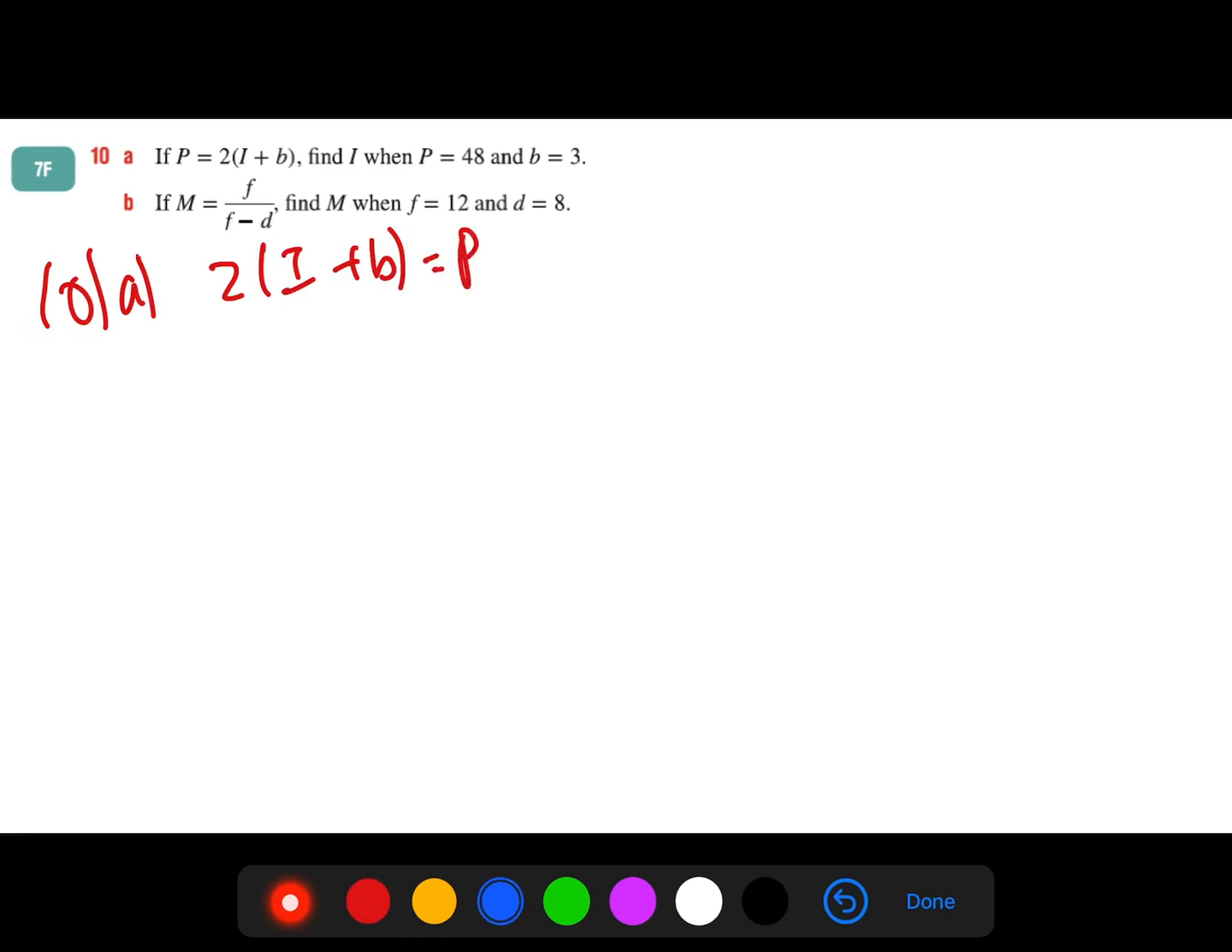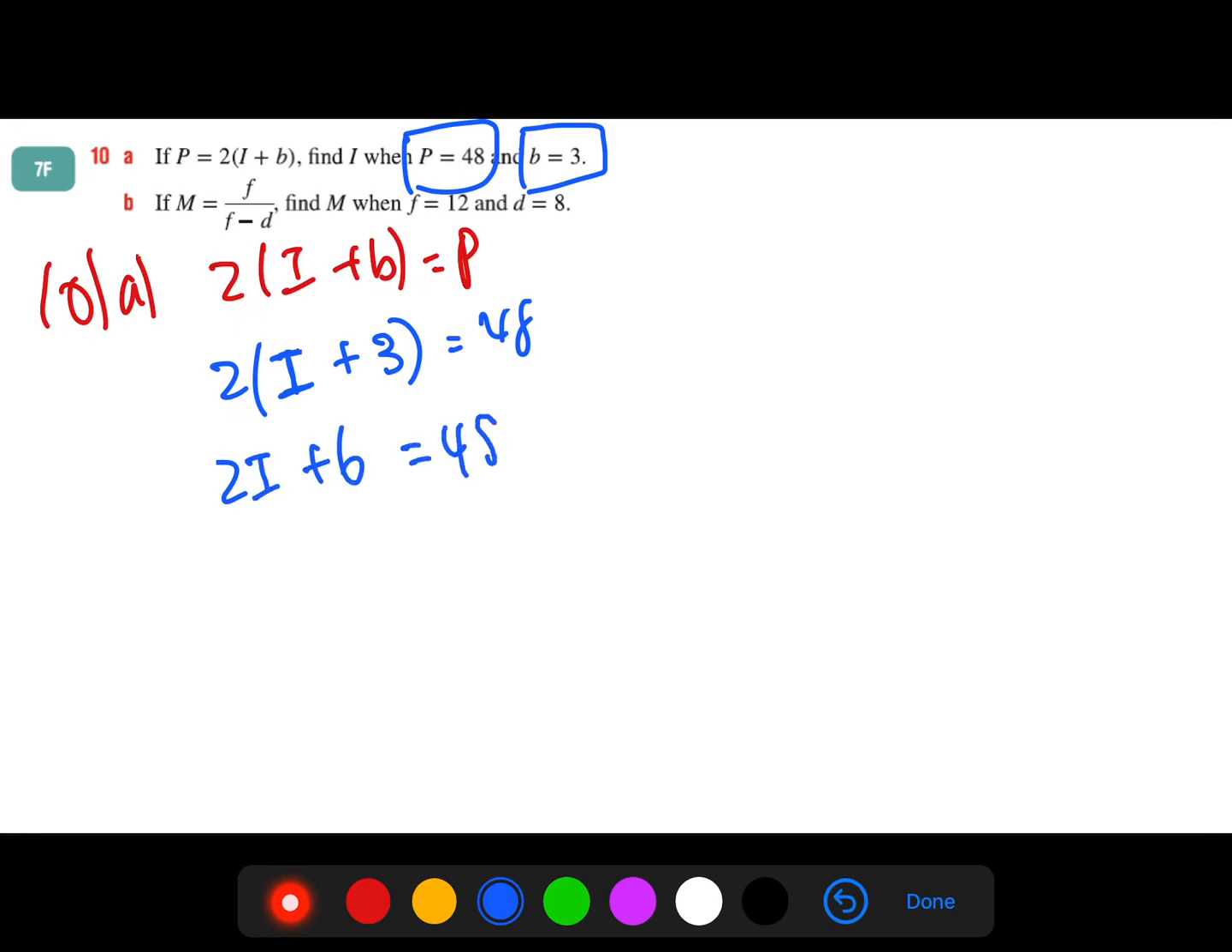The first step is to substitute the numbers that I've been told in the question. So I've got P is equal to 48 and B is equal to 3. So it will be 2I, so I'm solving for I, plus what's my B value here? It's 3 and my P value is 48. Now I need to solve for this unknown here. So I'll need to expand it first. So it'll be 2I plus 6 is equal to 48.